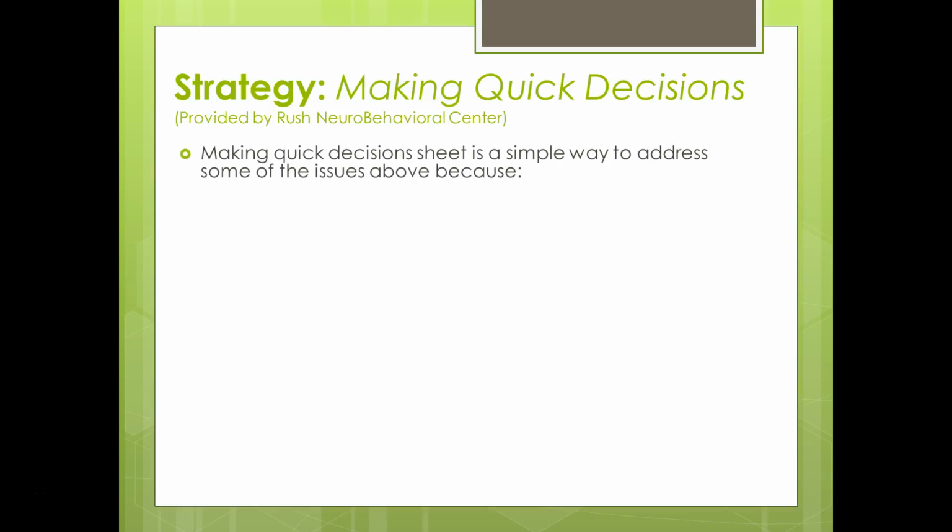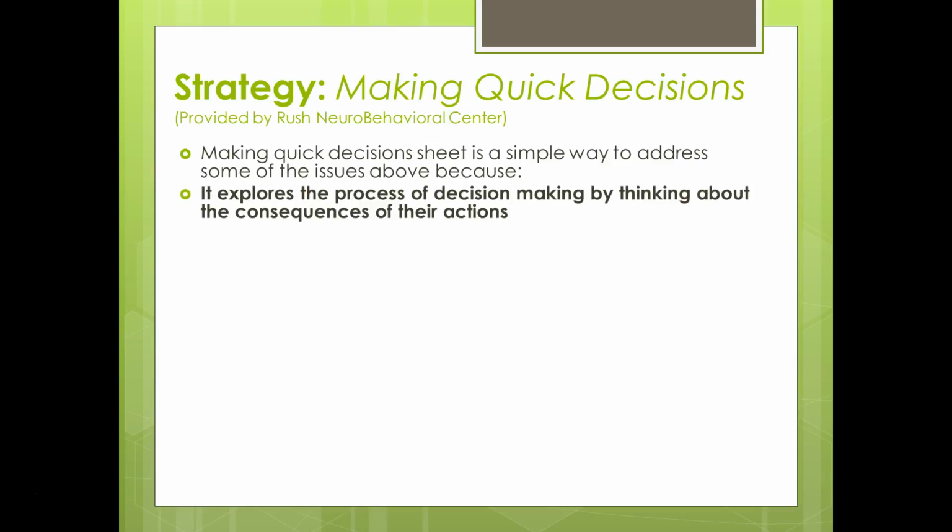So making quick decisions. Again, I went to a wonderful professional development about a year ago with the Rush Neurological Behavior Society, and they provided me with a wealth of information, and some of that I'm going to use today. But being able to use the Making Quick Decisions sheet is a pretty simple way to address the issues. That is also attached in the email that I sent to you, and I'll show it to you in just a moment. But to explore the process of decision making, and to think about consequences of actions.